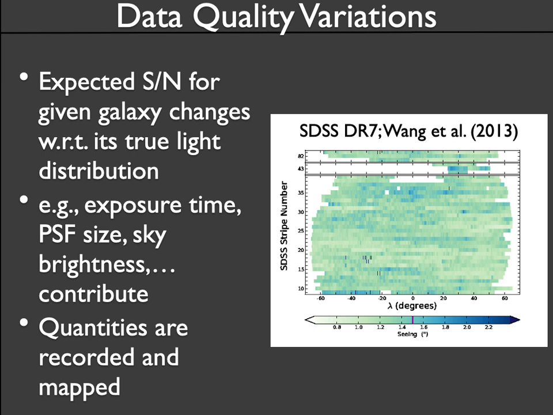These quantities, we're able to record them and map them quite well. Here's an example of just the seeing distribution from Sloan DR7 photometry. So this is pretty old data, but it shows a nice map where you very clearly see the observing strategy of SDSS. It was done in these stripes, and so you see a striped pattern in the difference in the seeing.